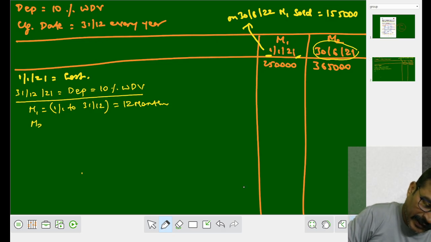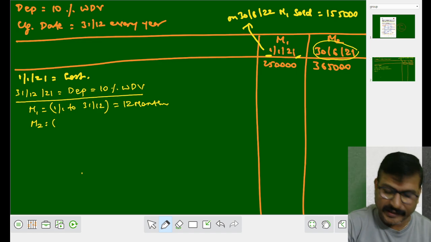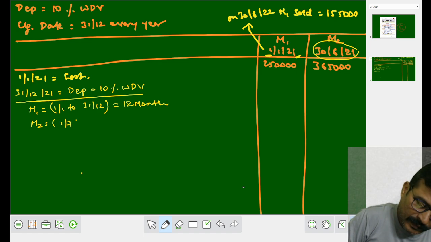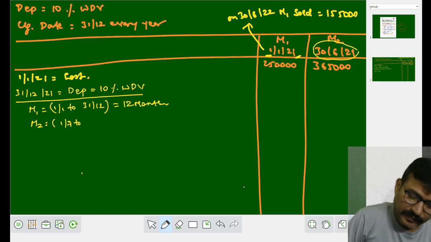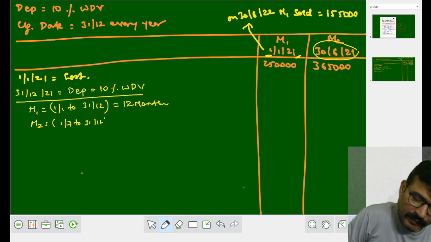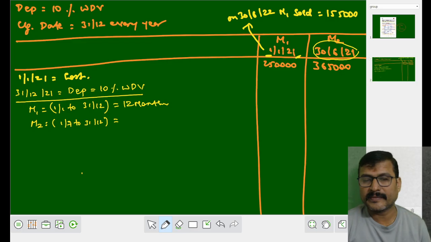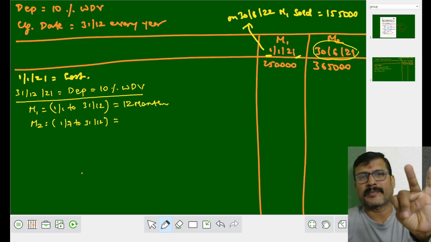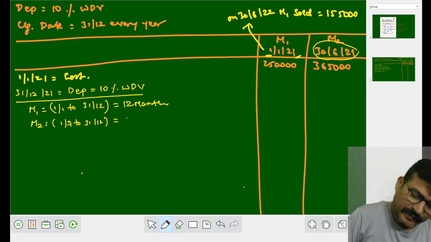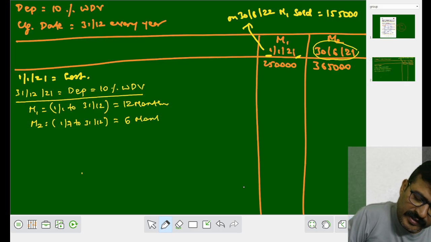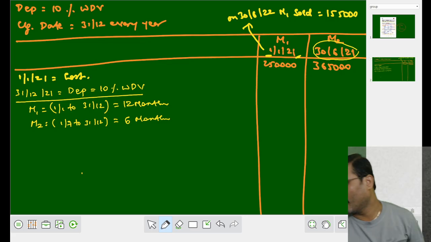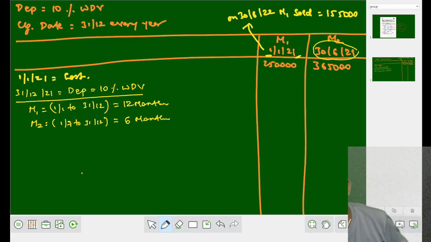So, now I have to write M2. When? 30th June it is purchased, nothing but 1st July to 31st December. It comes to how many months? July, August, September, October, November, December. It is 6 months. Now we have to calculate the depreciation.